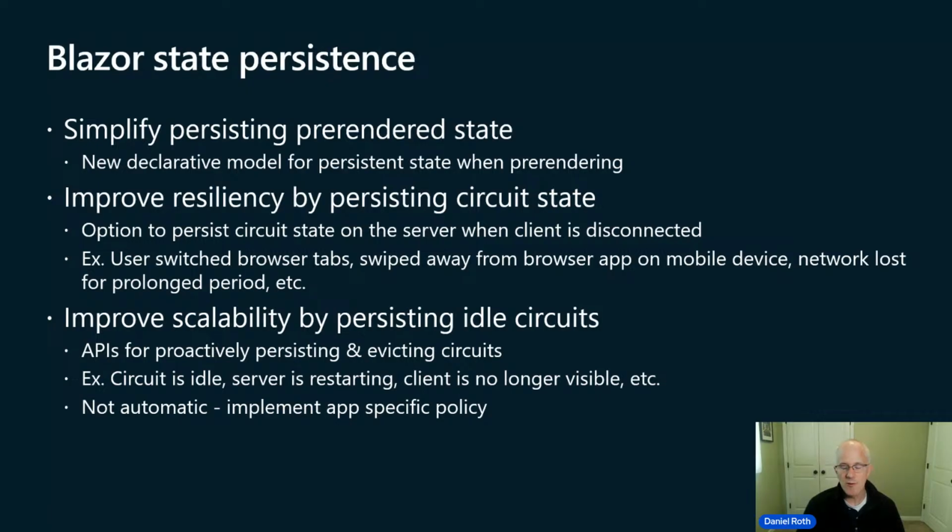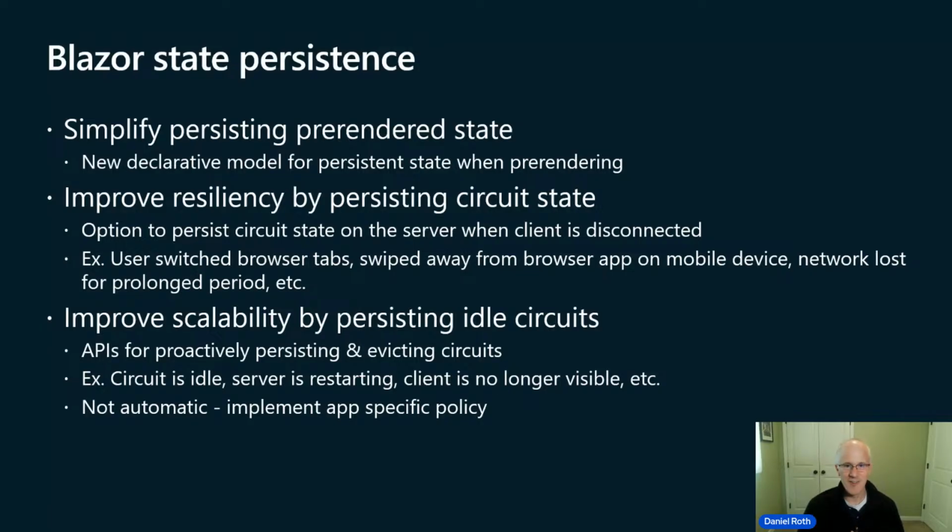So what we're doing is giving you the ability to automatically persist the state of your circuits before they get evicted. This means that if the client reconnects after a prolonged period of time, the app can restore that state, and the user can resume their work uninterrupted. So they can swipe away on their mobile phone, go to lunch for an hour, come back, swipe back, and then you can reload the state that was persisted by the server when that circuit initially got evicted, so it can be effectively resumed. So that's improved resiliency. That is now available in .NET 10 Preview 6. And I'll show you that in just a second.